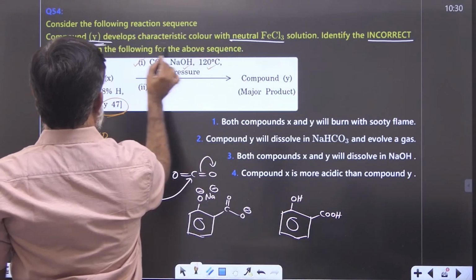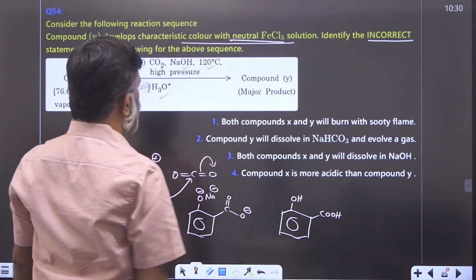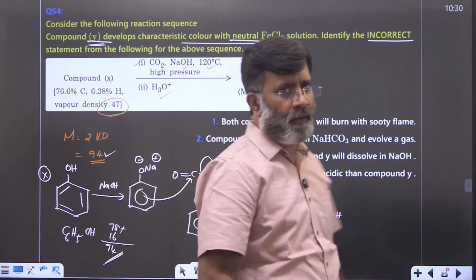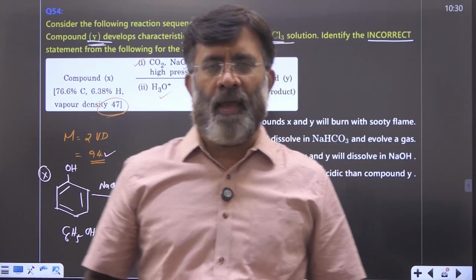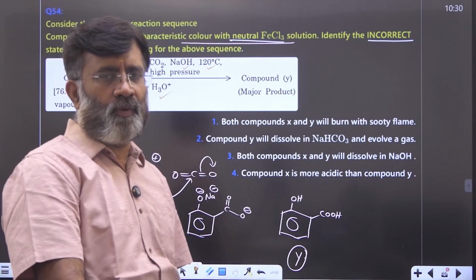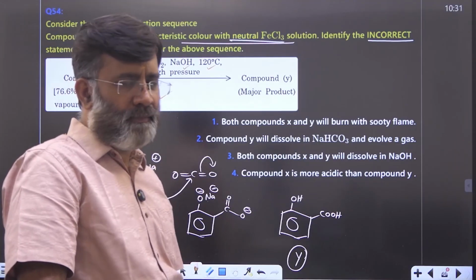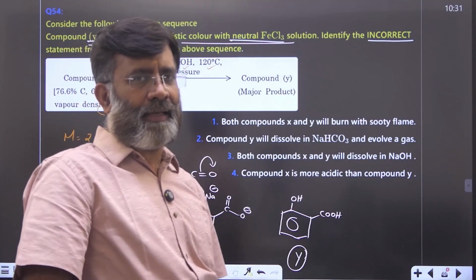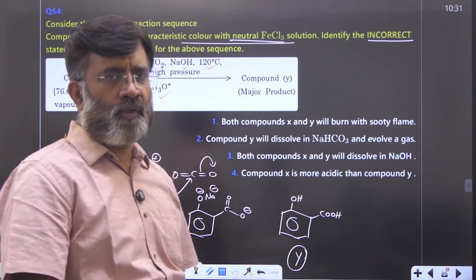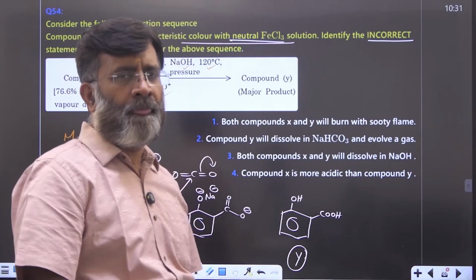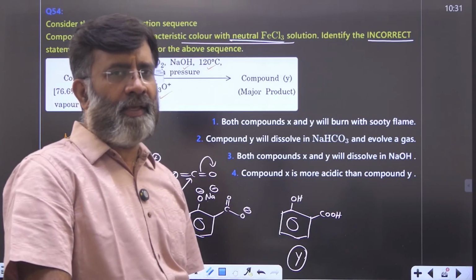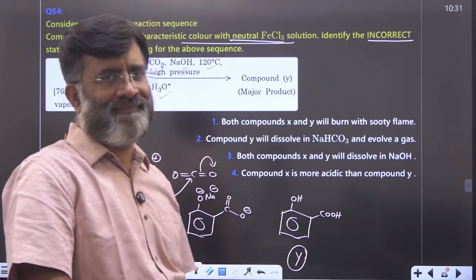Once again, it is a phenol derivative. Compound Y develops characteristic color with the neutral ferric chloride. This is Y. Perfectly okay. Because it is a phenol derivative, actually there is a phenol group. It can give characteristic color with the neutral ferric chloride. And it is nothing but salicylic acid. And the reaction is Kolbe's reaction. So X is phenol, and Y is salicylic acid.